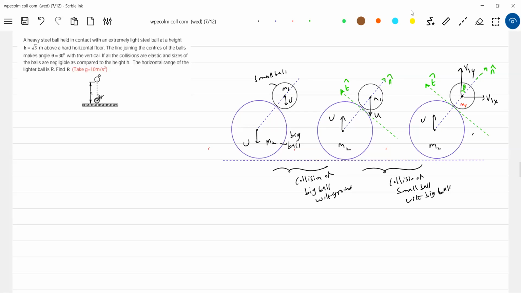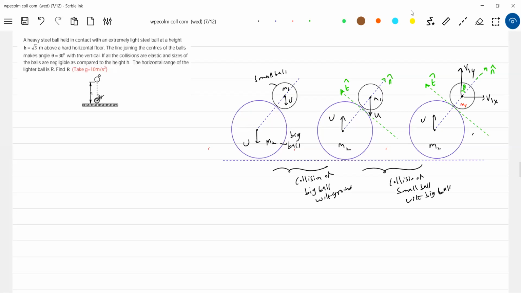Can we conserve momentum along x-axis? Yes, you can write it. Along x-axis, you can conserve momentum. Along y-axis? No, there'll be some impulse here by the ground. After collision, we can conserve now, sir. Okay, after collision, you can write it for this one.